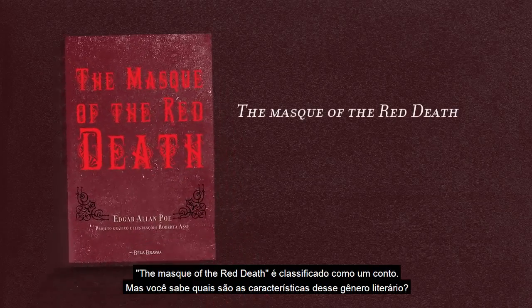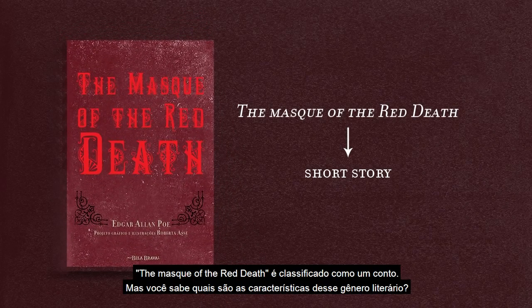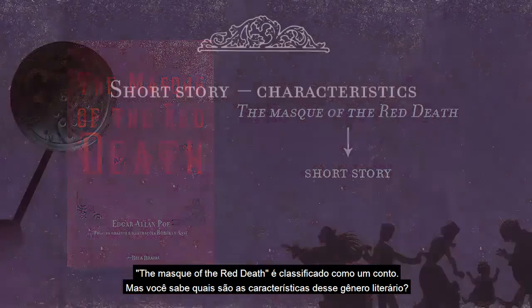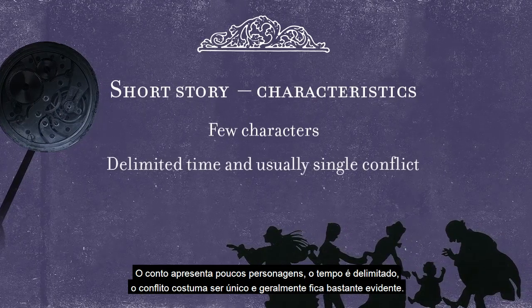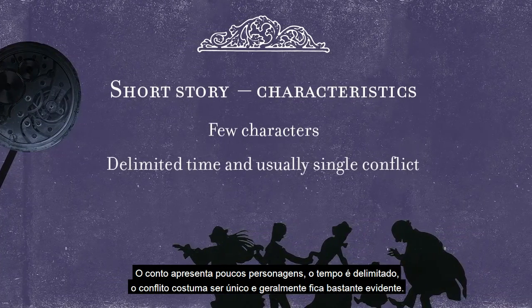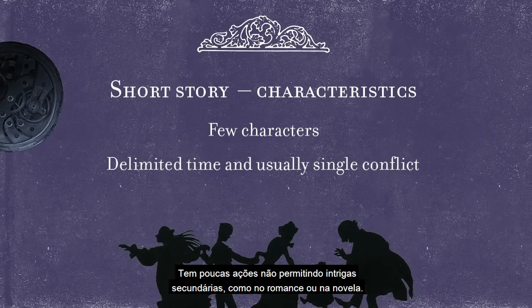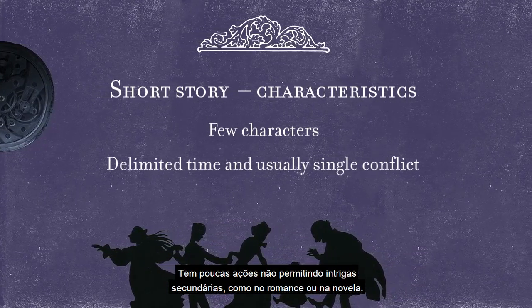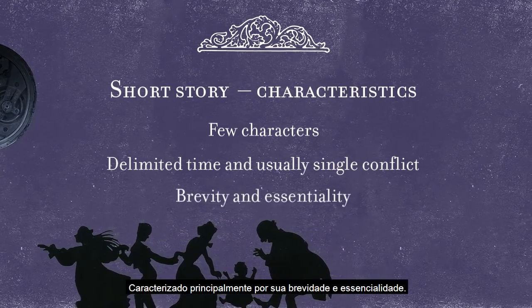The Masque of the Red Death is classified as a short story, but do you know what the characteristics of this literary genre are? The short story has few characters, the time when the actions take place is limited, and it usually has one single and quite evident conflict. It presents few actions, not allowing secondary intrigues, as in the novel or novella. It is mainly characterized by its brevity and essentiality.